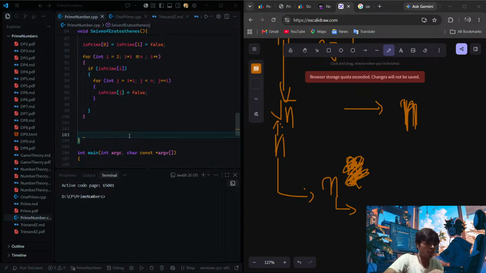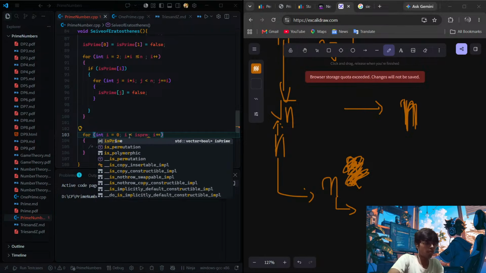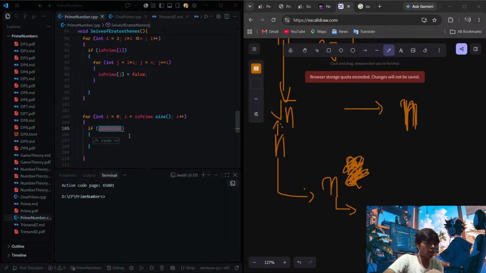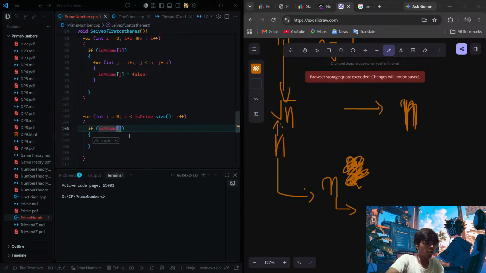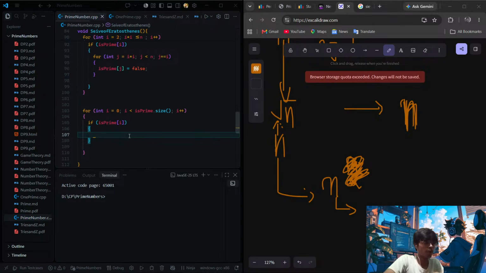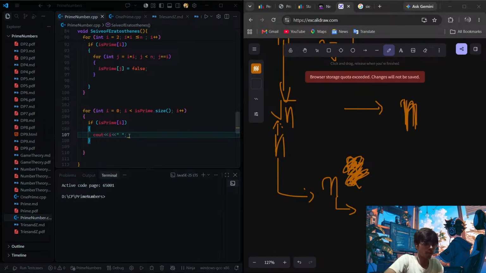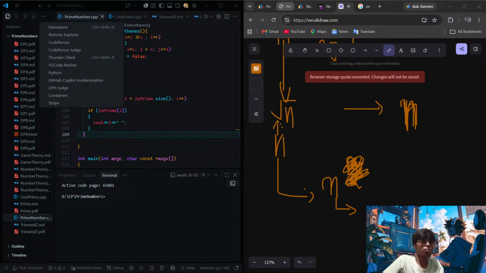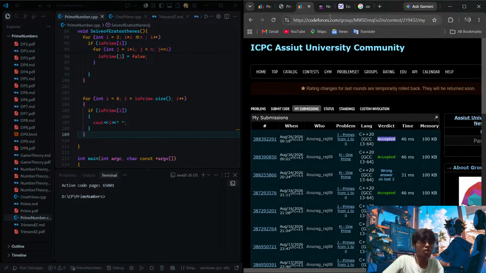And now I have to print. So loop int i till is_prime dot size, and I will check if is_prime[i], if that particular number is a prime number, cout i. That's it. So let's try to execute it. Where is that question?